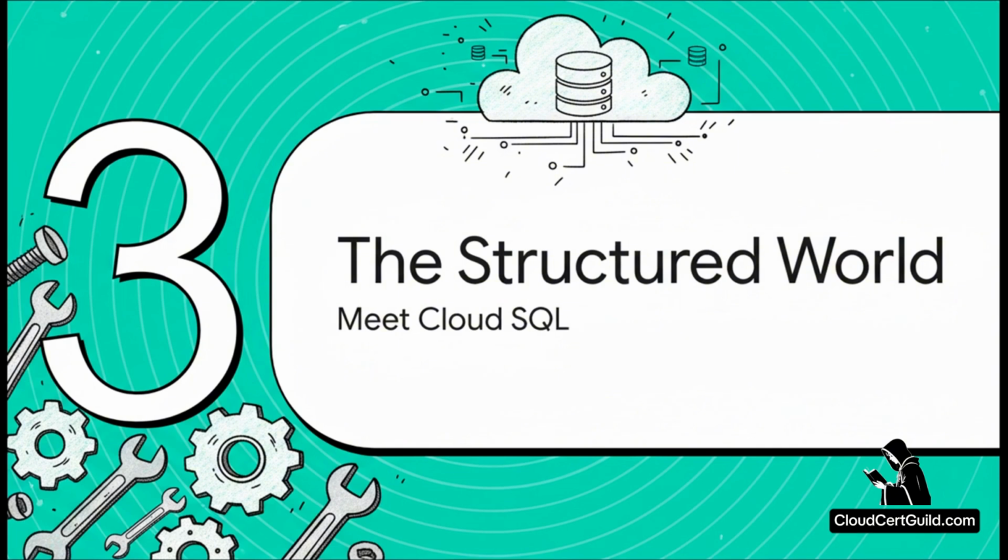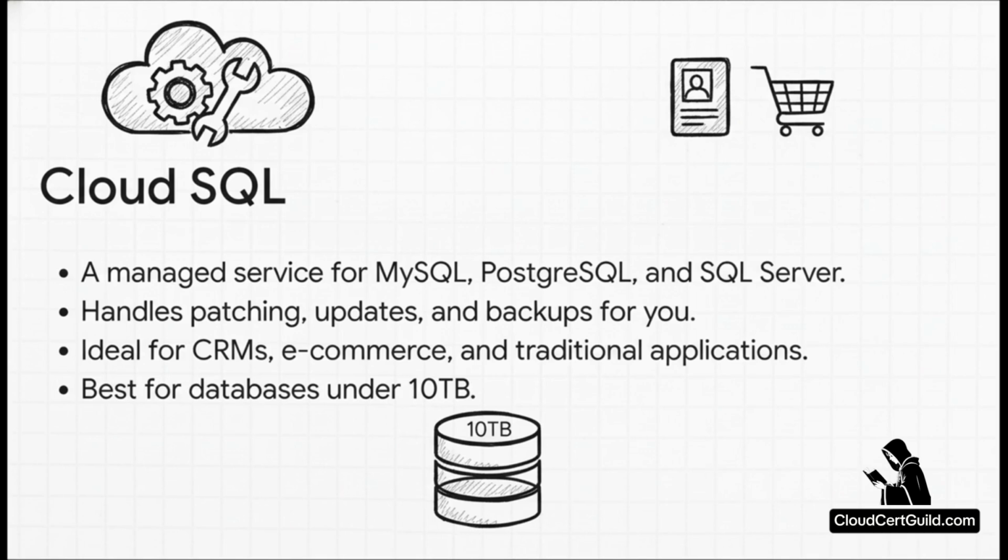Okay, time to open up that first compartment, the structured, organized world. And we're going to start with the workhorse, the classic, reliable wrench set of the Cloud Toolbox, Cloud SQL. Cloud SQL is basically Google's service that takes care of the most popular SQL databases for you. And the key word here is managed. What does that really mean? It means you don't have to do the boring, tedious stuff. Google handles all the patching, the updates, the backups, all the plumbing. This frees you up to just build your app. It's perfect for things like websites, e-commerce stores, or CRMs, especially if your data is under 10 terabytes, which, by the way, is a ton of data for most applications.